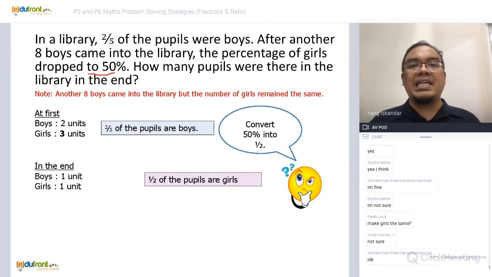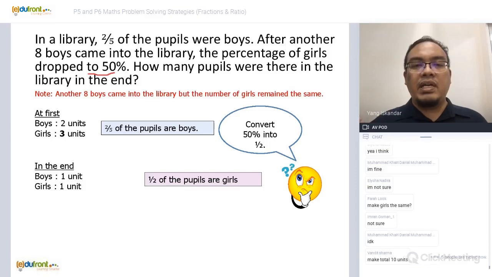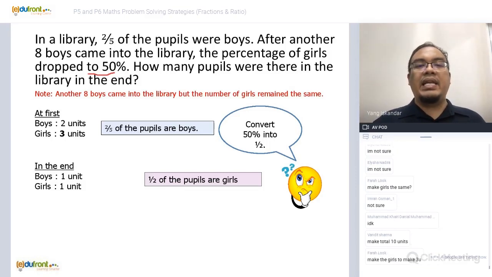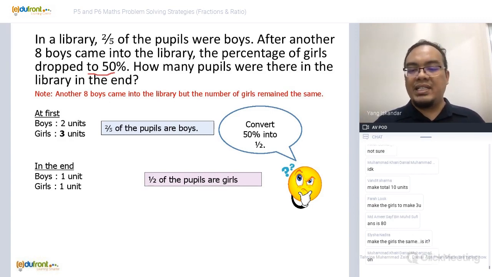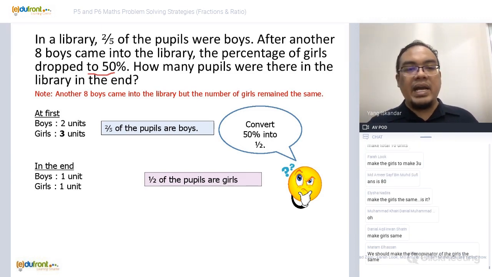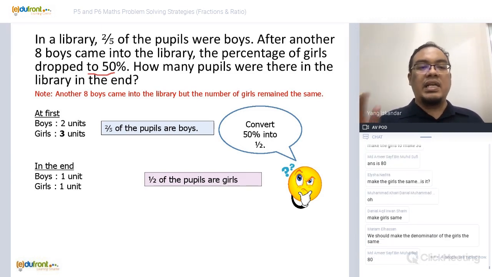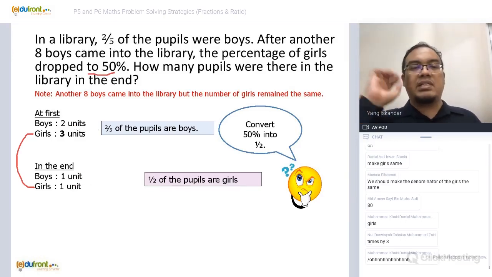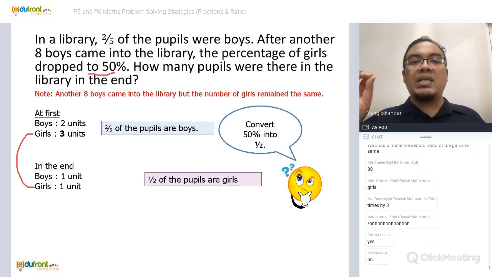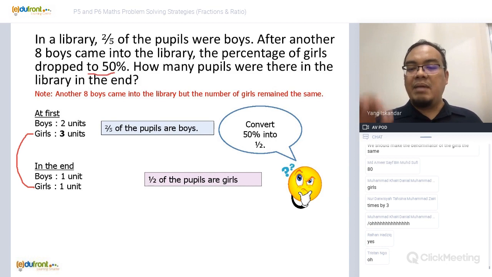Remember, this question is about one variable unchanged, meaning one of the variables is the same and the other variable is changed, right? So who is changed, who is unchanged here? Alicia says make the girls the same. Correct, because in this question, 8 boys came to the library, but the number of girls remains the same. So we need to make the girls the same in both ratios. So we compare here. Now they are not the same, right? The ratio is 3 units and the girls is 1 unit, but we know that there's no change to the number of girls. So we need to make the ratio of the girls the same. How to make them the same? By finding the lowest common multiple.